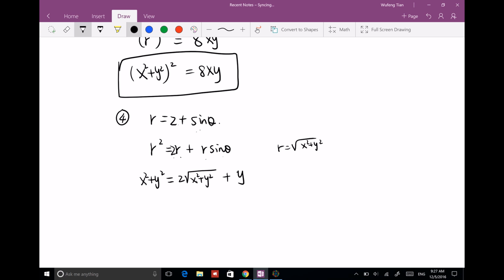Because you only have 2 plus, it's 2 times r. You multiply everything by r. So r squared, 2r, r sine theta. r sine theta is y, so it's like this. Perfect. Thank you very much. This is our final answer.